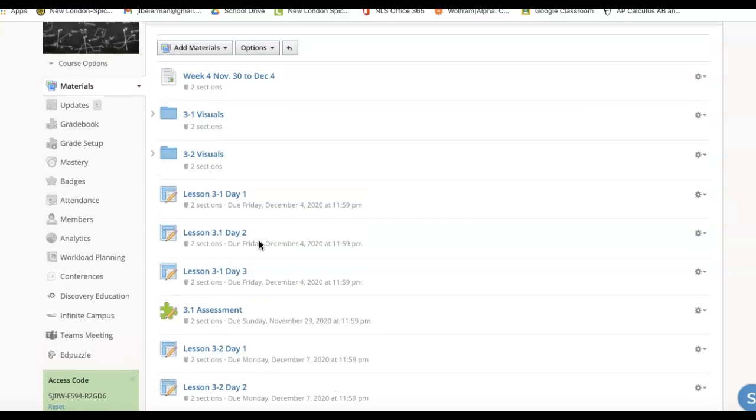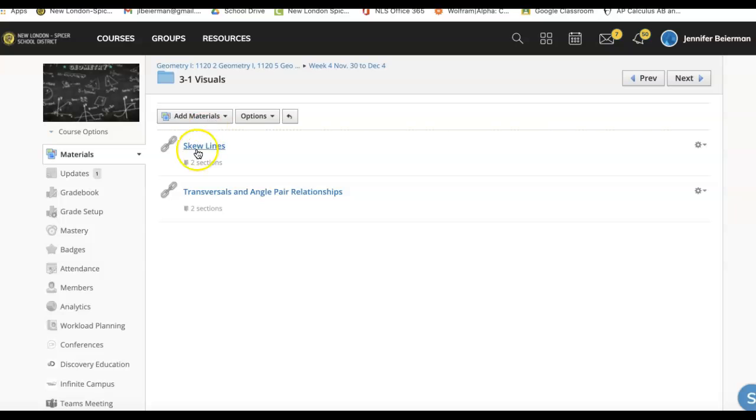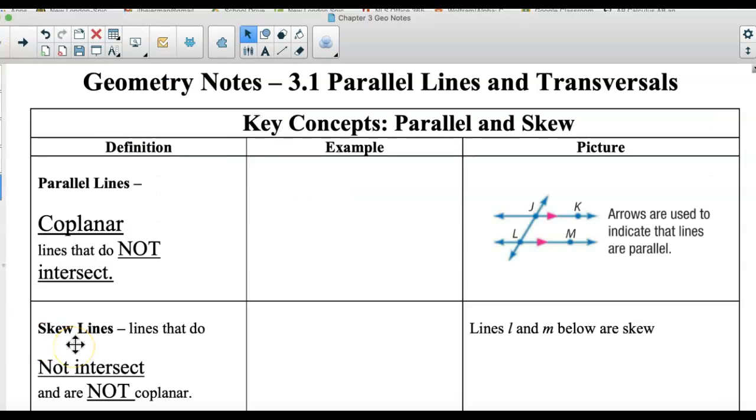But I'm going to just start with the visuals here so you can see what they are. Today we're going to be looking at skew lines. So after we get started on the notes, I'll come back and follow this link. And then tomorrow, Tuesday, you're going to follow this link and look at transversals and angle pair relationships. So just give you a minute to jot a couple of things down and then we'll move on.